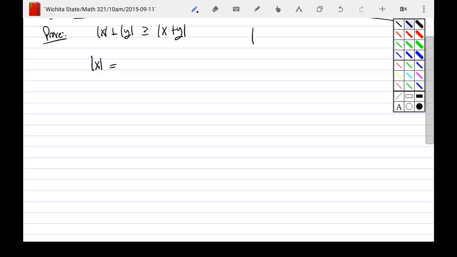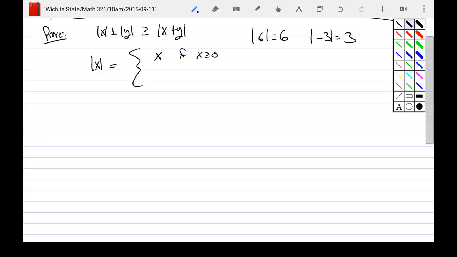Like, for example, what's the absolute value of 6? 6. What's the absolute value of negative 3? Right? And so, why? We've been doing these things, but one of the things we have to understand in particular is that you need a rule for doing it.